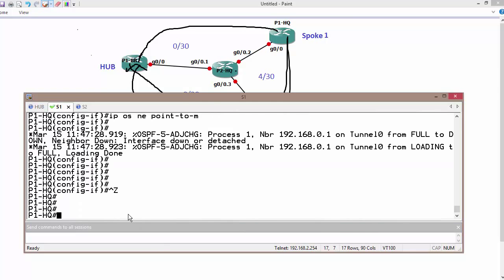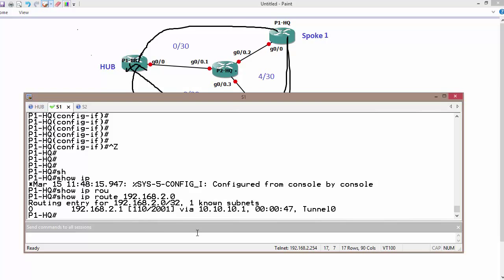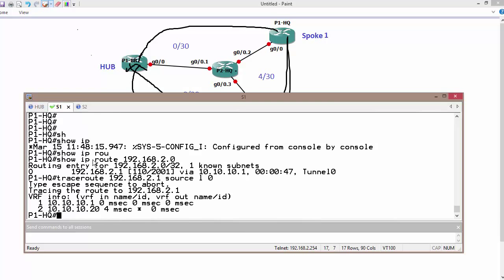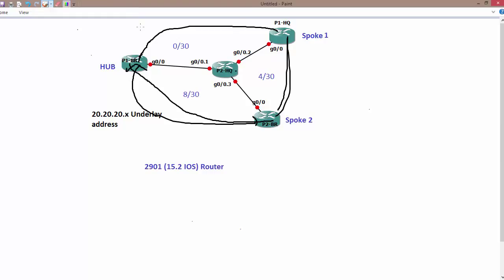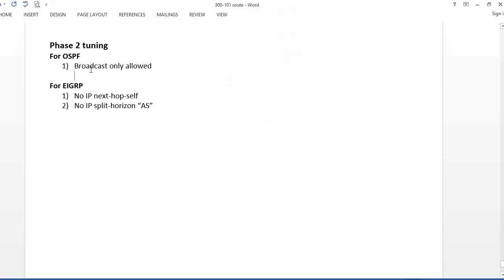If we look at show IP route, in order to reach network 192.168.2.0, where do I need to go? As you can see, you need to send data to 10.10.10.1, which is your hub. Same thing with traceroute. Now we can see that because we learned about that network via the hub, we are going to send this traffic through the hub. That's why I am saying that in phase 2 your tunnel should be configured as broadcast.